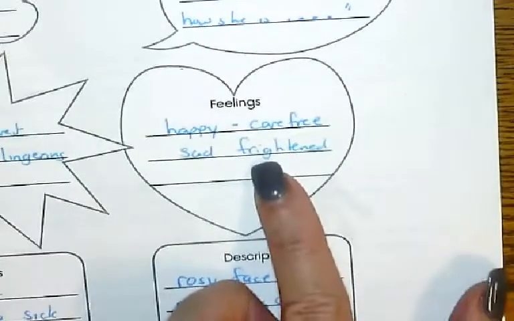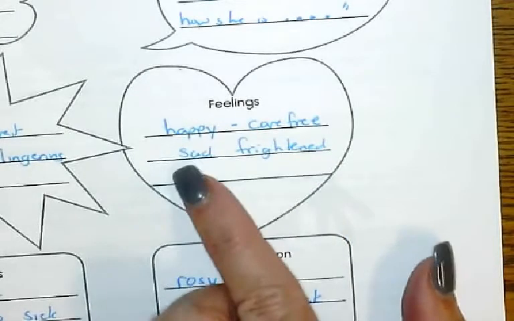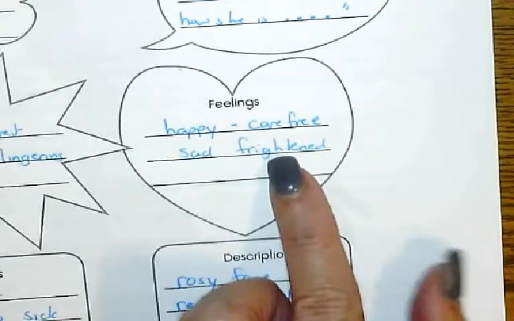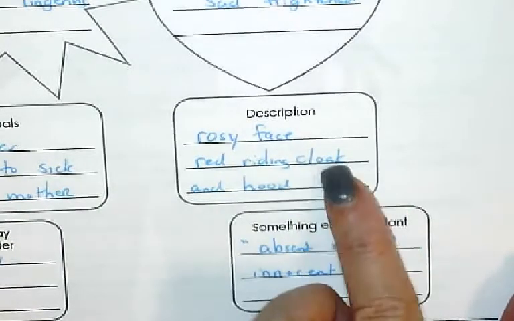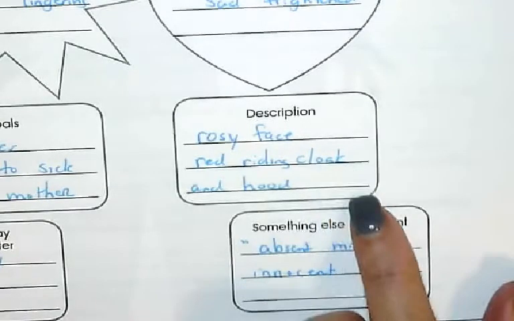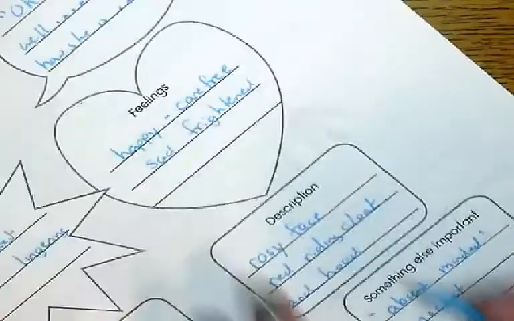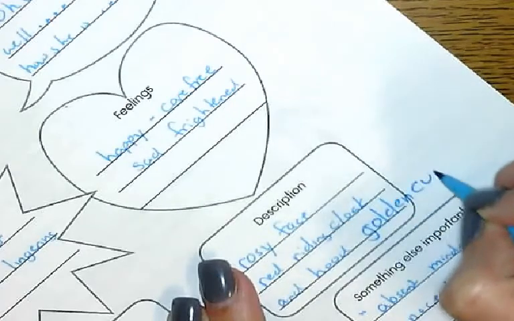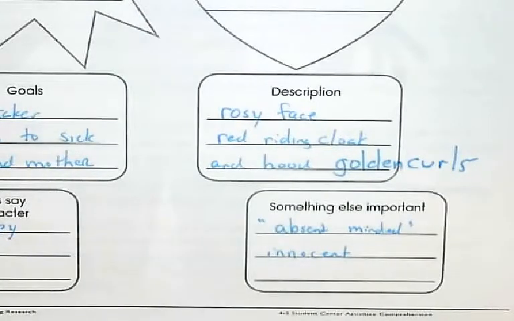All right, we asked what kind of feelings she had. Well, she's happy and carefree, but then she was also sad and frightened. So these are the character traits we were writing down. Then we had to describe her. We said she was rosy. She had a rosy face. She had a red riding cloak and hood. And we also put down, which I did not write, so let me write it here, she had golden curls. Okay, so there, she has golden curls.